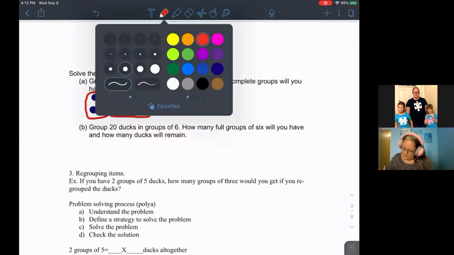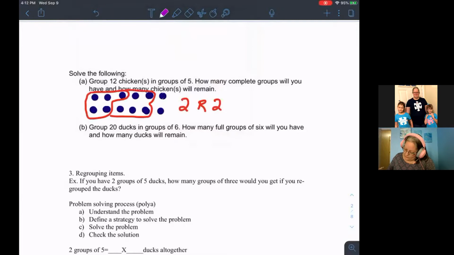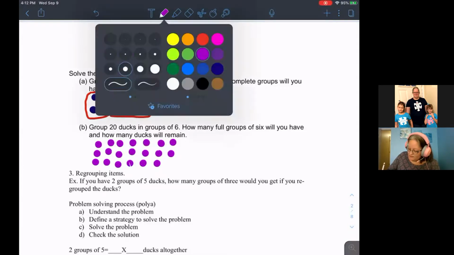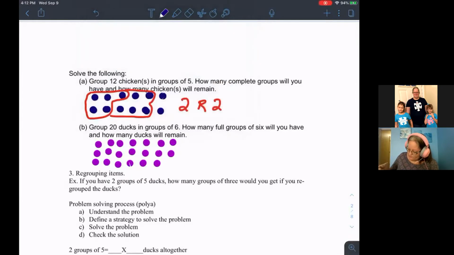And then we have 20 ducks. So 1, 2, 3, 4, 5, 6, 7, 8, 9, 10, 11, 12, 13, 14, 15, 16, 17, 18, 19, and 20. So you have 20, and we need to group those in groups of 6.